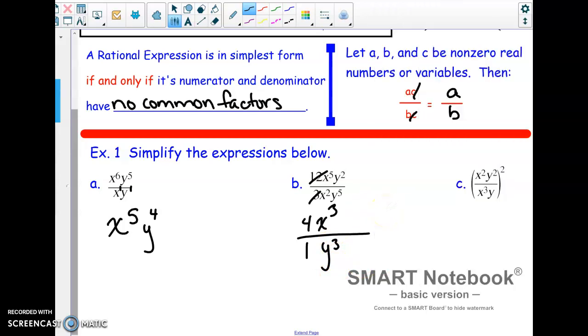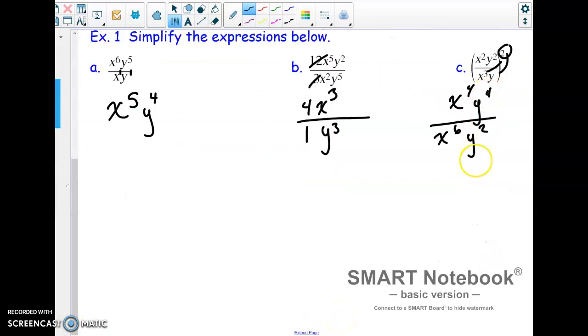For c, the first thing we need to do is distribute that 2. Remember, if we raise a power to a power, we multiply. So x, 2 times 2 is 4, y, 2 times 2 is 4, over, now we're going to go to the denominator. That exponent still goes to everything in the denominator as well. So x to the 6th power, and then y squared, excuse me. Now we subtract as normal. 4 minus 6 is 2. Remember, it stays in the denominator because 6 is bigger. 4 minus 2 is 2, and it's going to stay in the numerator because 4 is bigger in the numerator.